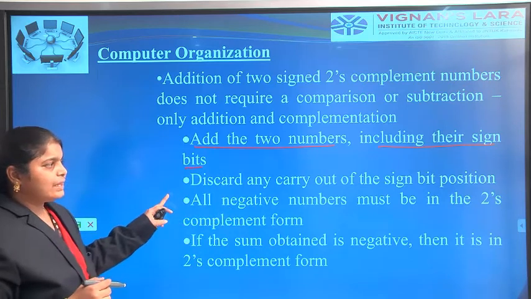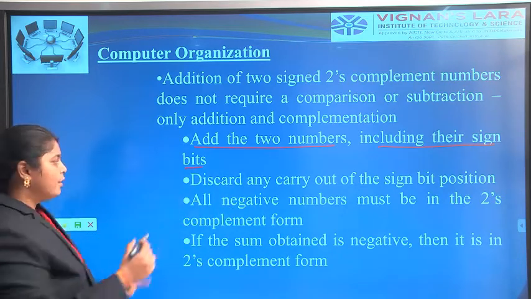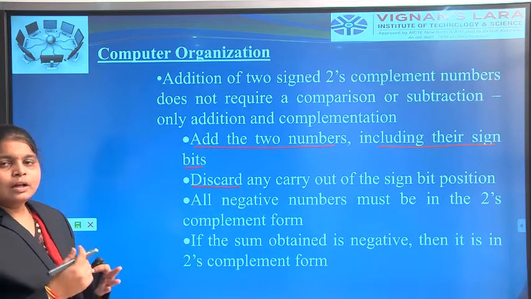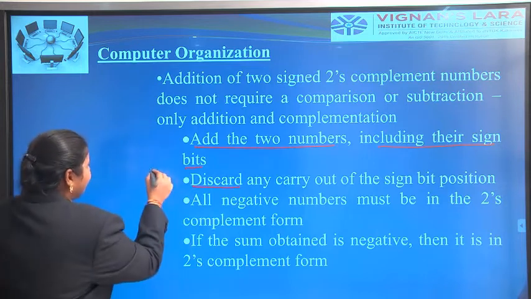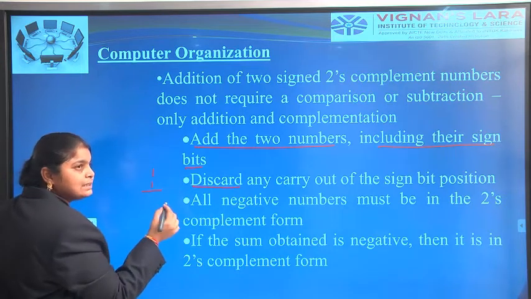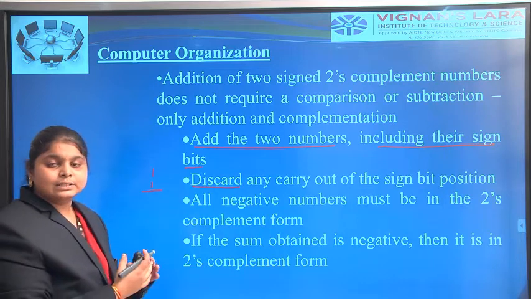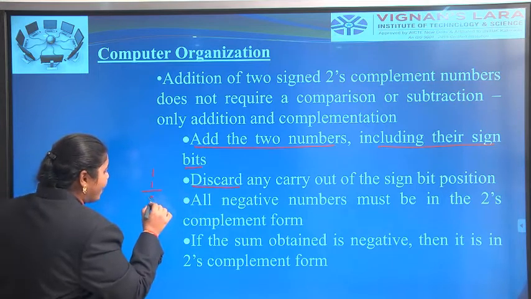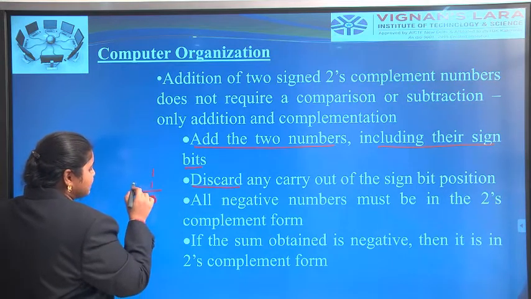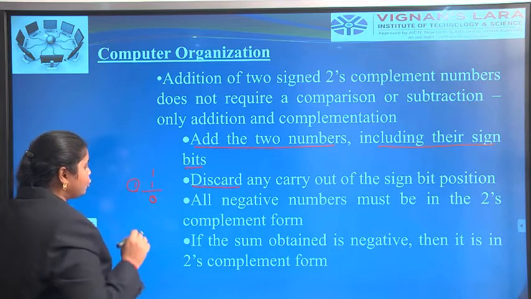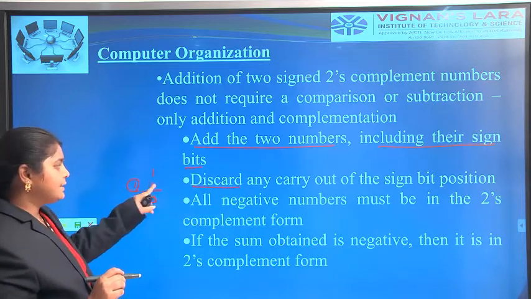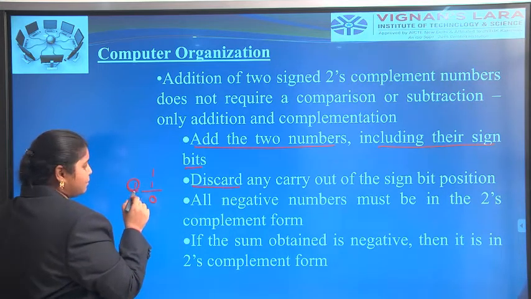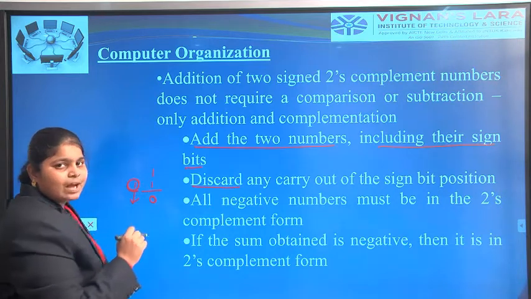Discard any carry out of the sign bit position. Discard means remove any carry. Carry means, when we add the binary numbers 1 and 1, the resultant will be 1 1, as we discussed in the earlier class about complements. In binary addition, 1 plus 1 means 0 with a carry of 1. 0 is placed in the sum and the carry is placed here. We have to discard, remove this carry. Okay, discard any carry out of the sign bit position. This is considered as the sign bit. Sign means 0 is positive and 1 means negative.